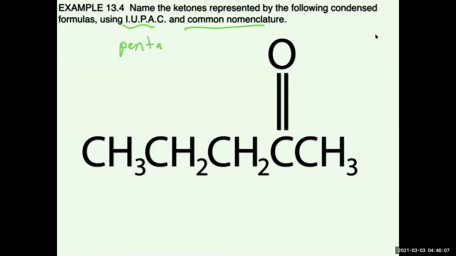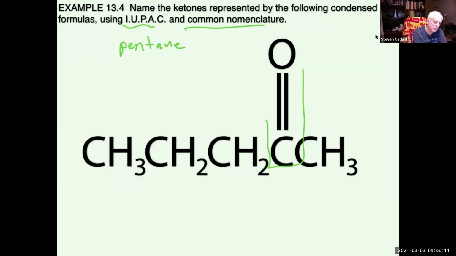So it is pentane. Perfect. And it's a ketone because our carbonyl group is between 2 carbons. So we drop the E and add O-N-E. And we see what number it's at. It's at the number 2 position. So our IUPAC name is 2-pentanone.